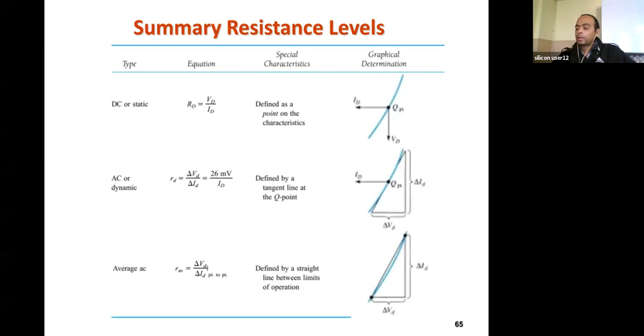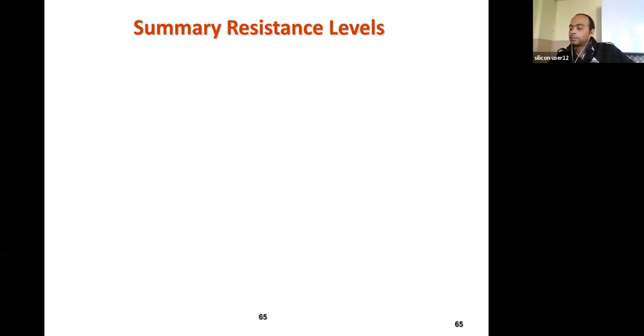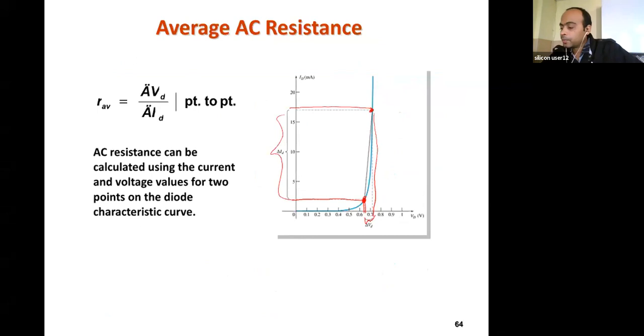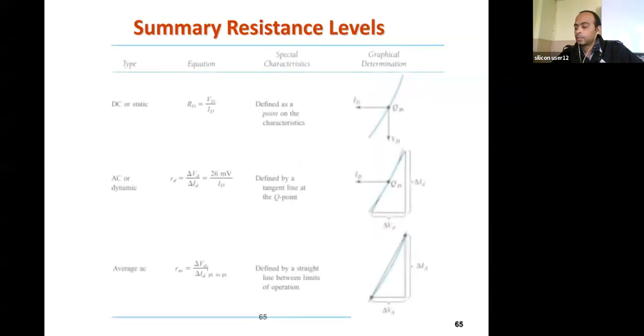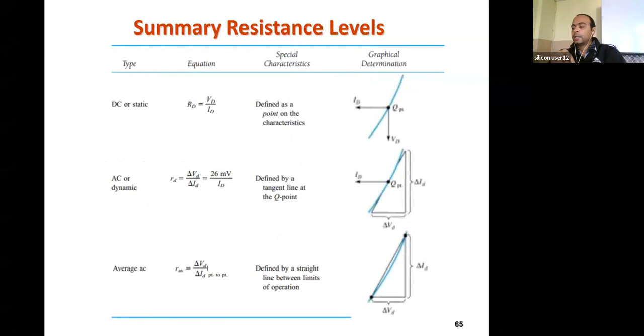So you may get some problem based on that. Sometimes here I don't have such problem, but otherwise you can easily calculate those things. In this question, you can calculate how much is delta VD and how much is delta ID, and accordingly divide them, and that will give you the average AC resistance. Okay, so this is the summary of these 3 types of resistances which we are talking about.